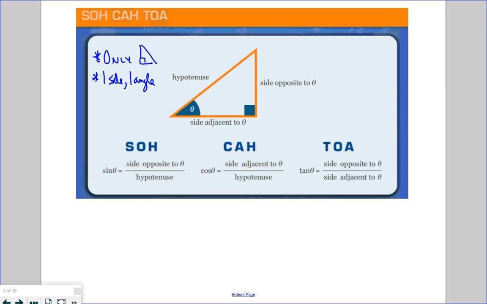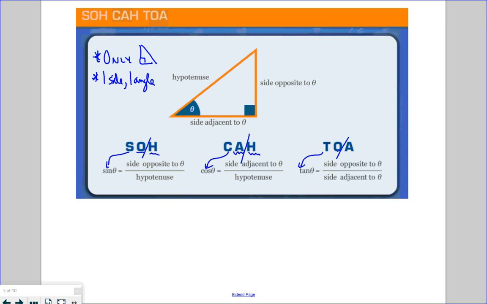So S stands for sine, opposite over hypotenuse. That's SOHCAHTOA. CAH: C stands for cosine, adjacent over hypotenuse. And T stands for tan or tangent, opposite over adjacent.